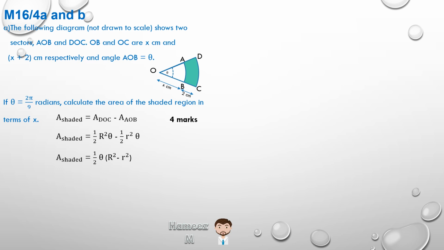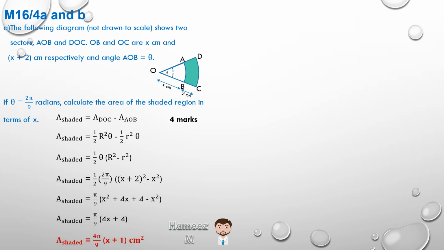And we can substitute because we know theta and we know R in terms of x. So that will give us a half times 2 pi on 9 by (x plus 2) squared minus x squared. And of course, we can now expand and simplify. So 2 cancels 2, so we're left with pi on 9. And then (x plus 2) all squared is x squared plus 4x plus 4 minus x squared. And we can simplify, so we get pi on 9, and the x squareds cancel, so we're left with 4x plus 4. And of course, we can factorize out the 4. So the area of the shaded region is 4 pi on 9 by (x plus 1) square centimeters.